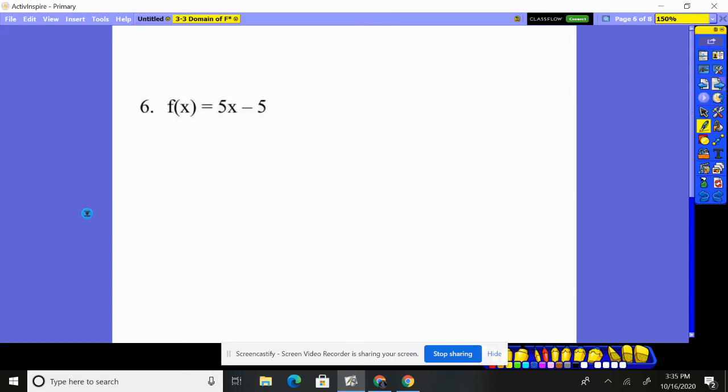Number six, it's not a square root. It's not a fraction. That means everybody works. There are no restrictions here. So the answer is all real numbers. No fraction, no radical. You know it's all real numbers.